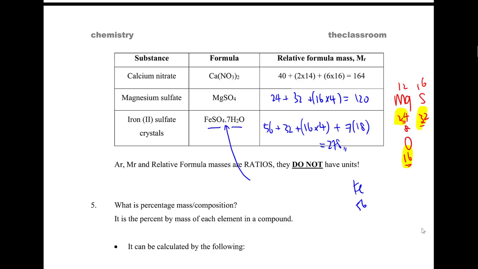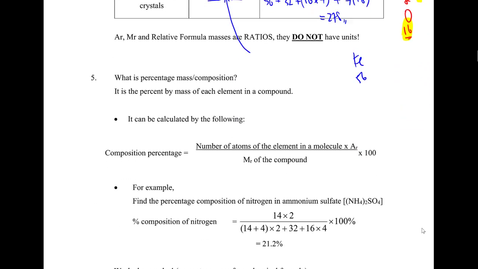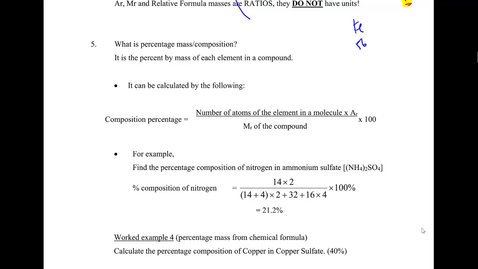Alright? So we've done relative atomic mass, we've done relative molecular mass, we've done relative formula mass. Now we're going to move on to percentage mass or percentage composition. Alright? Percentage mass or composition is the percentage by mass of an element in a compound. Now, let me give you an analogy first.